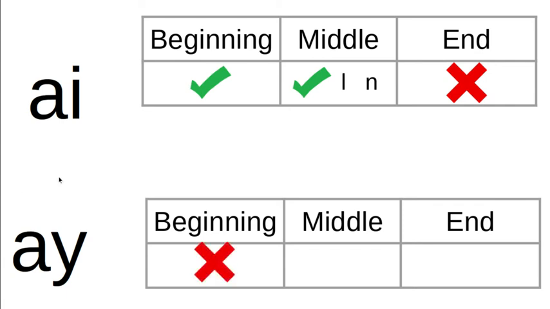All right, AY. Does AY ever come at the beginning of a word? No. Is it ever in the middle of a word? Yes, but that's not very common. If it is, it's usually at the end of a syllable, like layer. And at the end of the word is the most common place to find the AY.